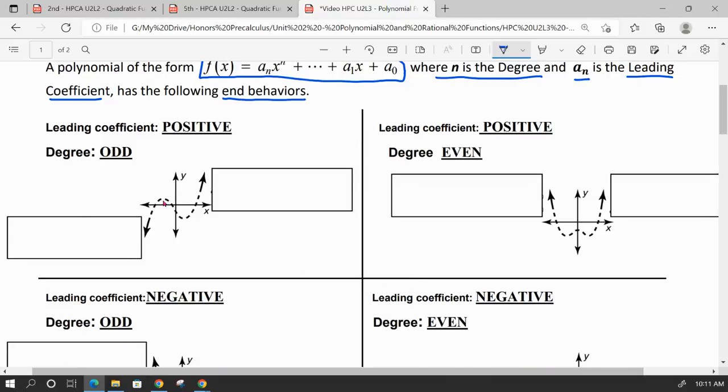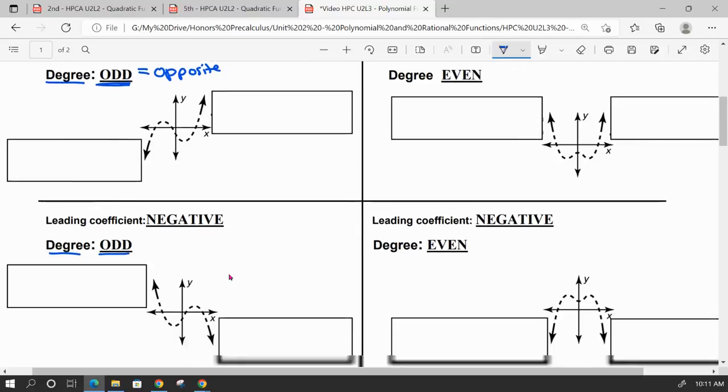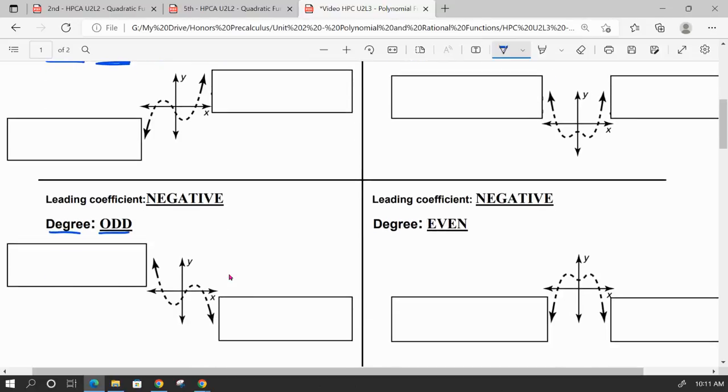So if the ends of the graph are going in opposite directions, then your degree is odd. So think odd degree, opposite directions on the right and left side. You could also have a degree that's odd where things are going in opposite directions, where the right side's going down and the left side's going up. But again, that's odd, think opposite.